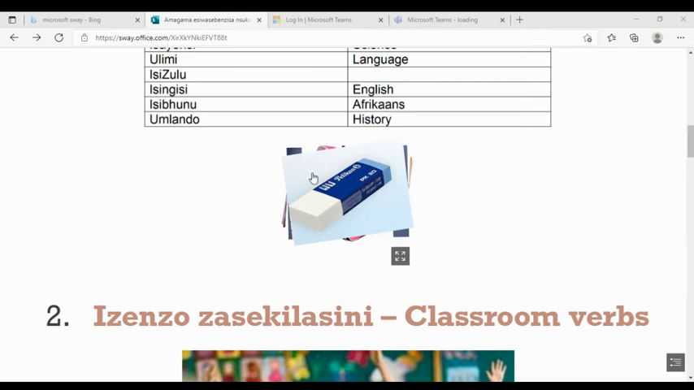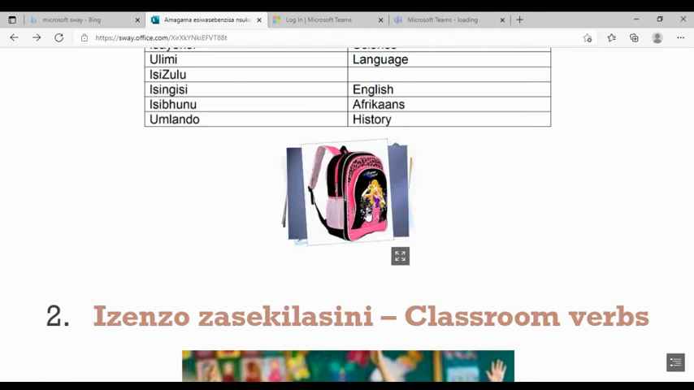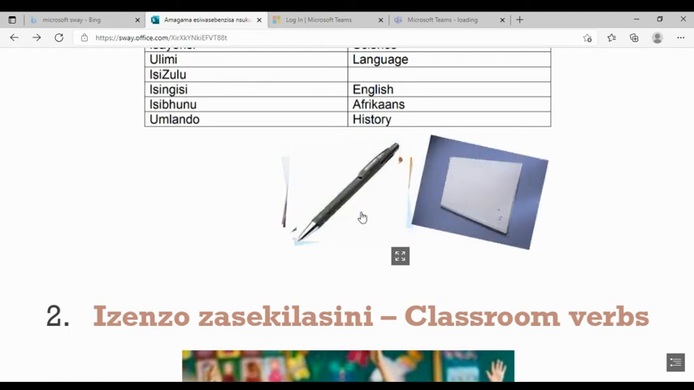Okay, this is an eraser. Iraba. I see a rubber or I see an eraser. I see a ruler. I see a bag. I see a board.